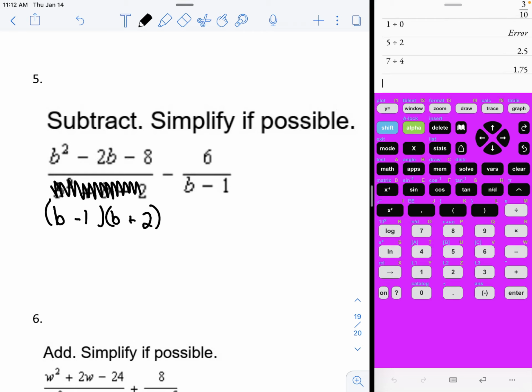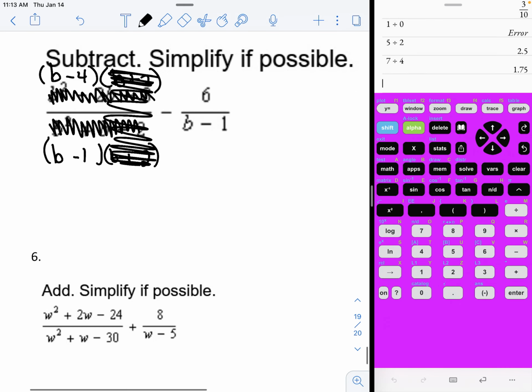And I guess I could probably factor the numerator, but let's see. Does that factor? Would it be helpful to factor? Let's check it out. It would be b minus 4 and b plus 2. Oh, that really would help. It does not always help to factor the top. I'll say that again. It does not always help to factor the top. It just so happens that in this problem, the reason it helps is because we can get rid of this b plus 2 with this b plus 2 and have a much more simple problem.